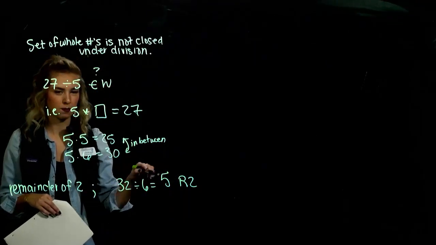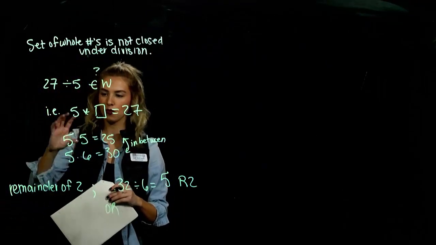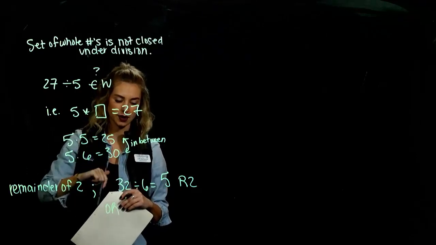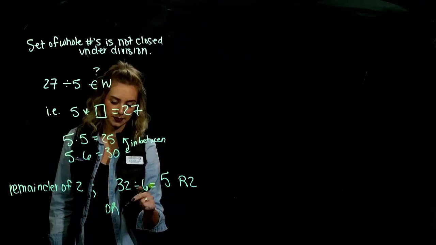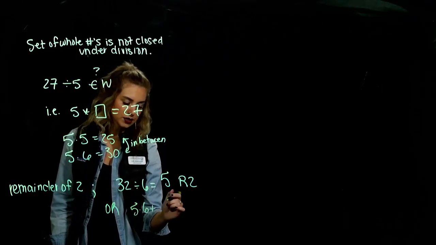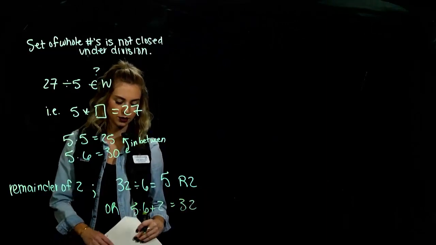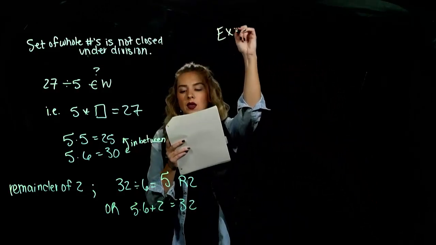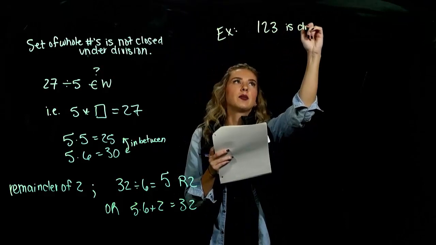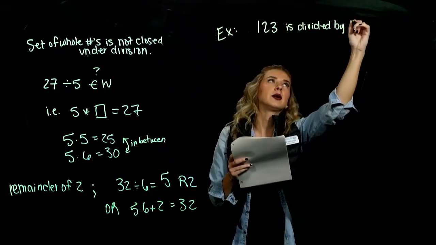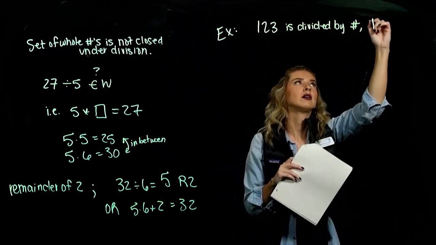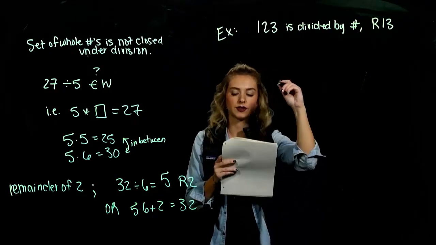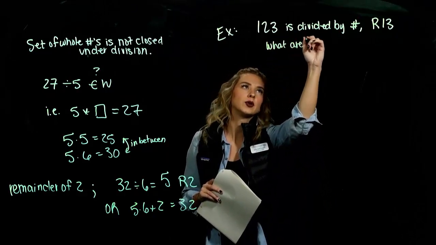So how could we check this with multiplication then? So before, we kind of rephrased this division in terms of multiplication. We can do the same. For every division case, we can rewrite it as multiplication. So in this case, what do we have? 5 times 6 plus our remainder, since it's positive, has to produce 32. So we get 30 plus another 2, we get there. So let's take a question and try to figure out if 123 is divided by some number, and the remainder is 13. So I take 123, I divide it by some number, and my remainder is 13. We want to figure out what are the possible divisors.